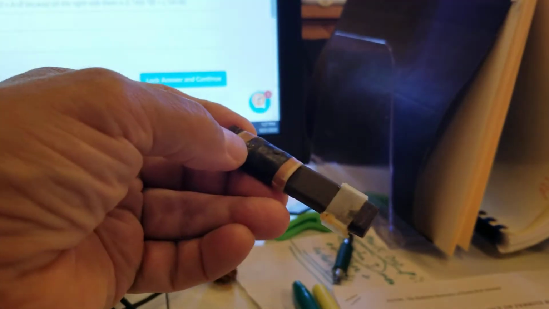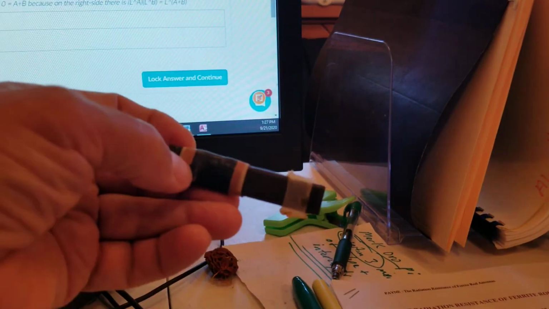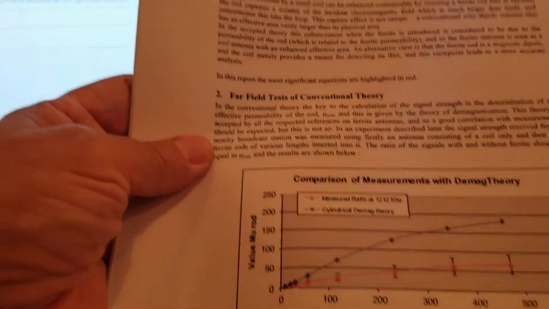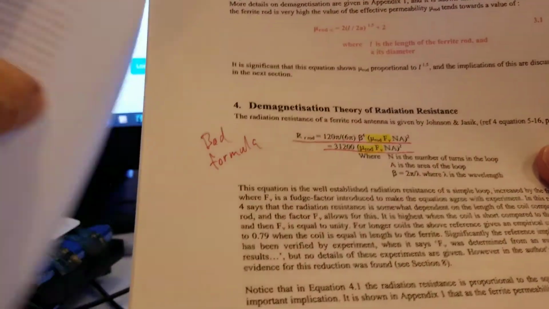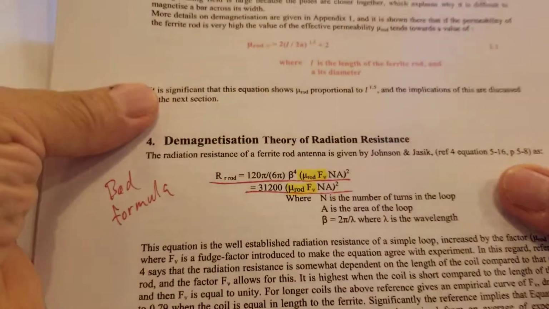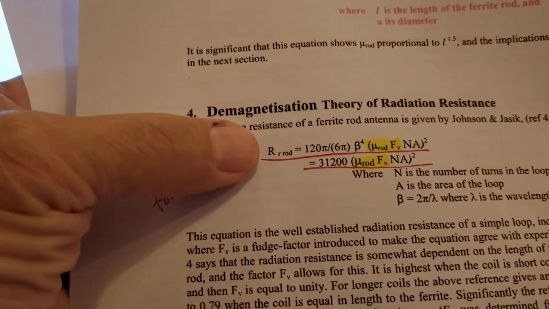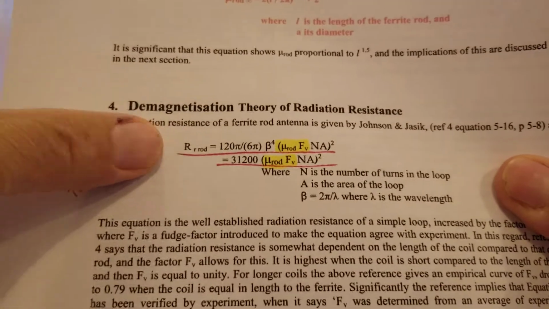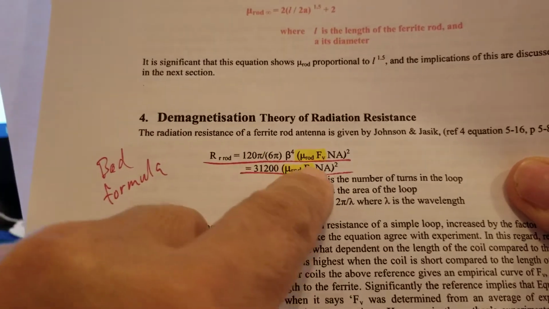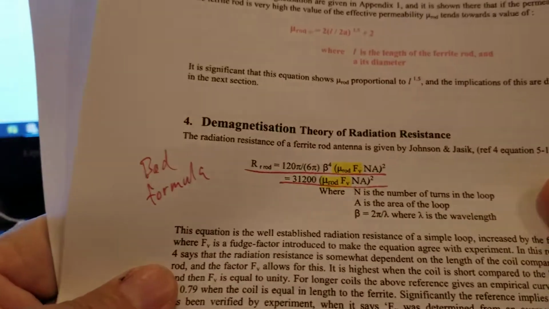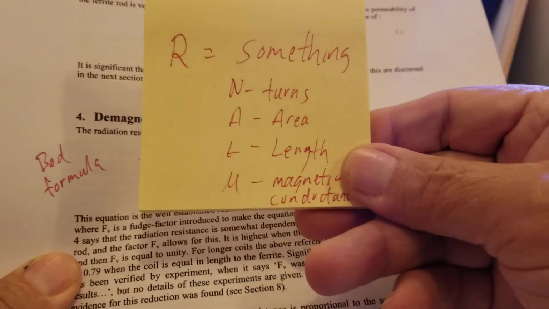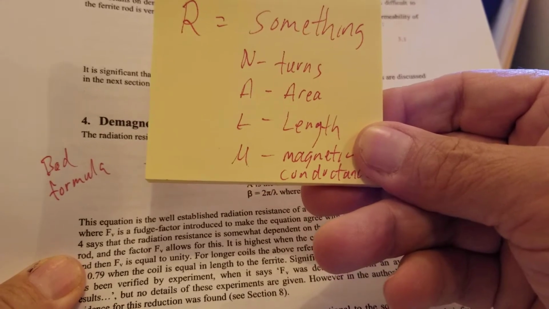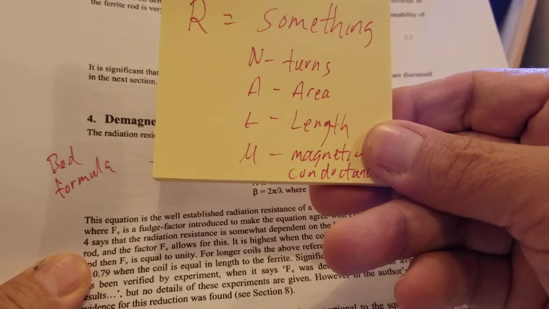So somebody came up with an equation based on a theory called demagnetization, and this is the equation they came up with, that R equals this fancy equation. So the numbers that you're plugging into it are, how many turns, how much area is the cross section, the length of the stick, and the mu.